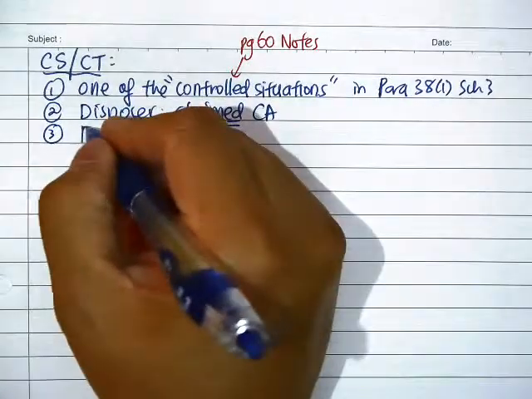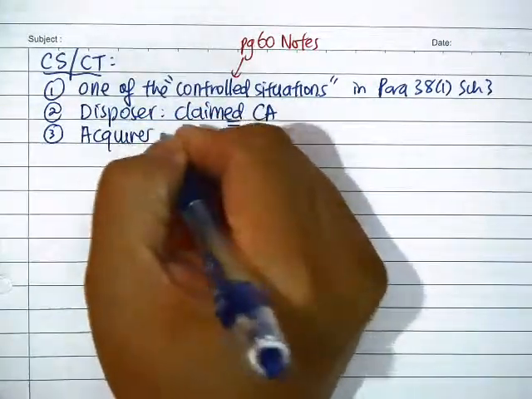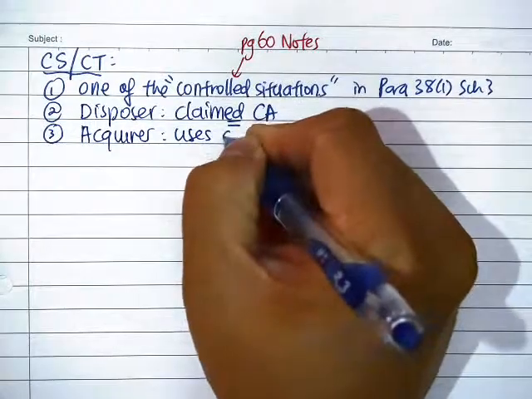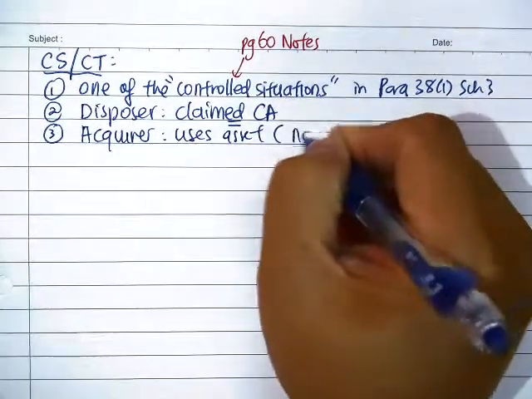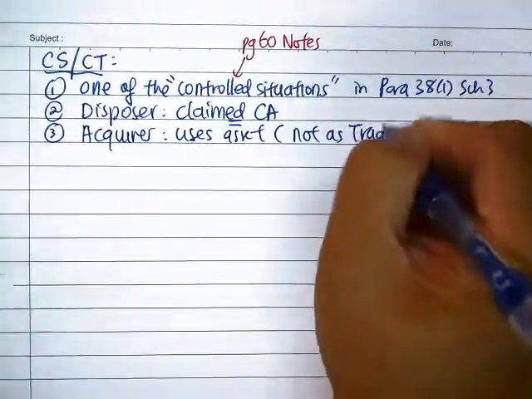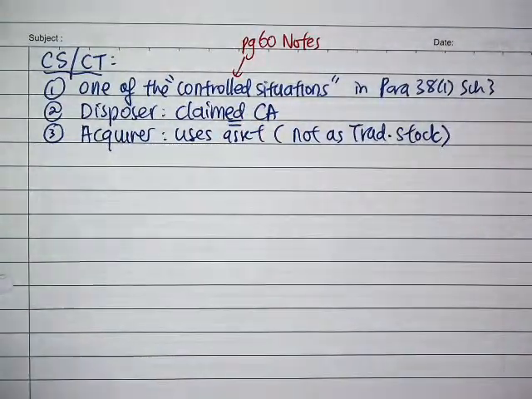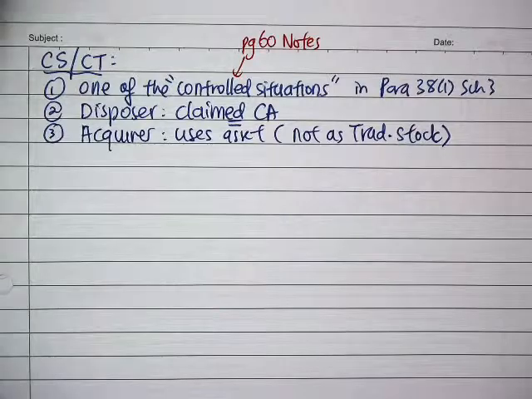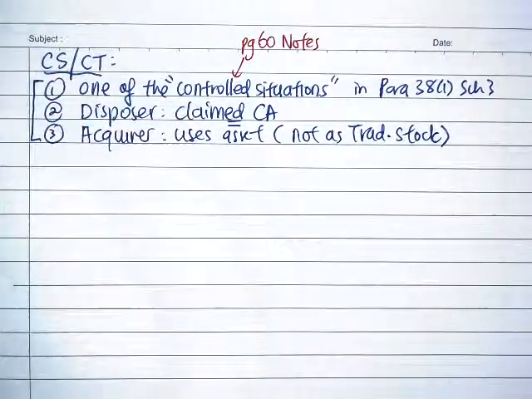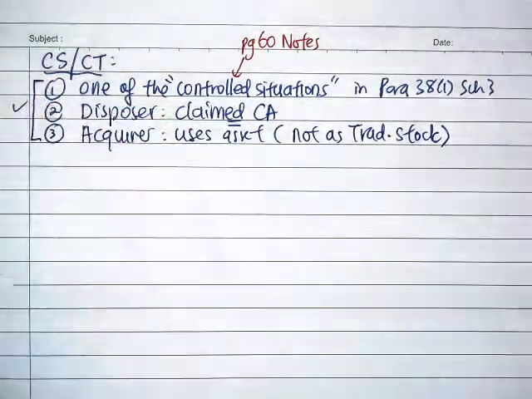Number 3, acquirer uses the asset. That means you are not buying it because you want to trade it. Okay, you're buying it to use it. Alright. Now the law didn't mention whether acquirer needs to claim CA or not, so there's not a requirement. The disposer must have claimed CA. Okay. Now, so when you have all the three, okay, then this is called control sale.